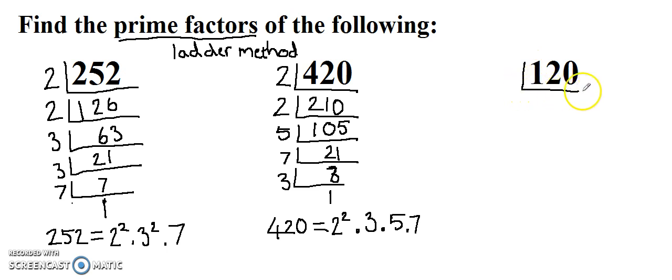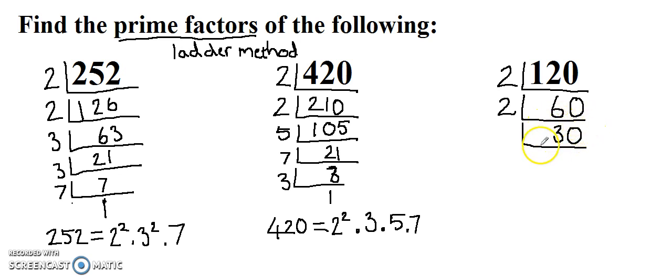Okay, 120. What prime number can go into 120? 2. And that leaves us with 60. What prime number can go into 60? Well, I'm going to go with 2 again, which leaves us with 30. What prime number can go into 30? Once again, I like my 2's. So let's divide 30 by 2 and we get 15.